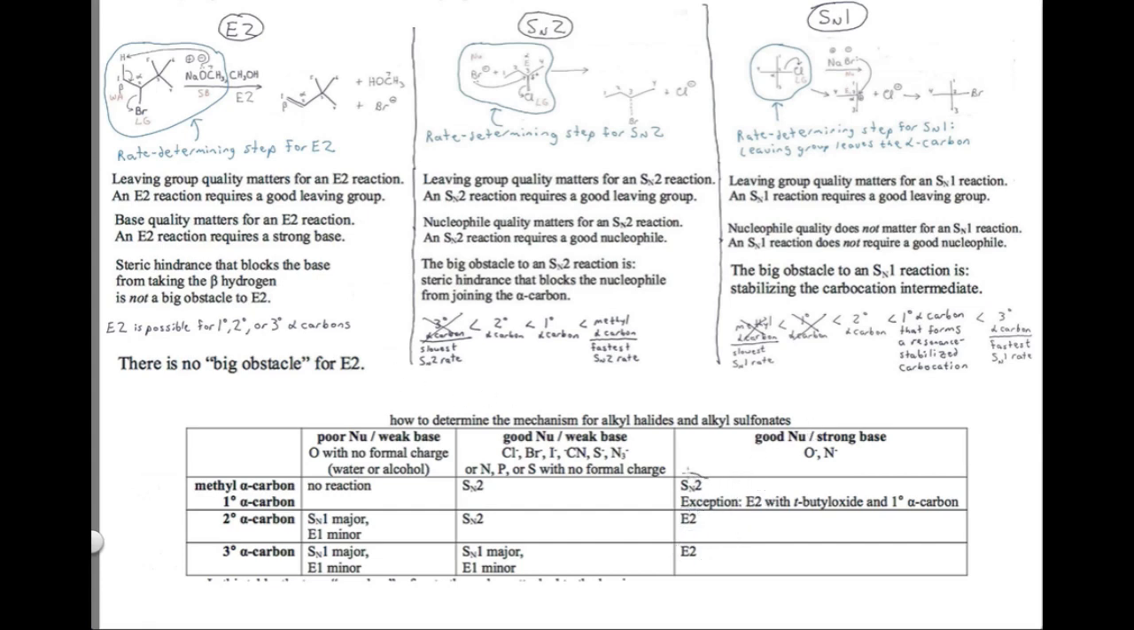Now let's focus on this cell of the table. Notice that this cell of the table predicts that usually the mechanism will be SN2. But we've seen there's an exception. With tert-butyl oxide and a primary alpha carbon, you'll get E2. Well, now I'd like you to pause and explain that exception. Pause the video and explain why tert-butyl oxide will favor E2 over SN2.